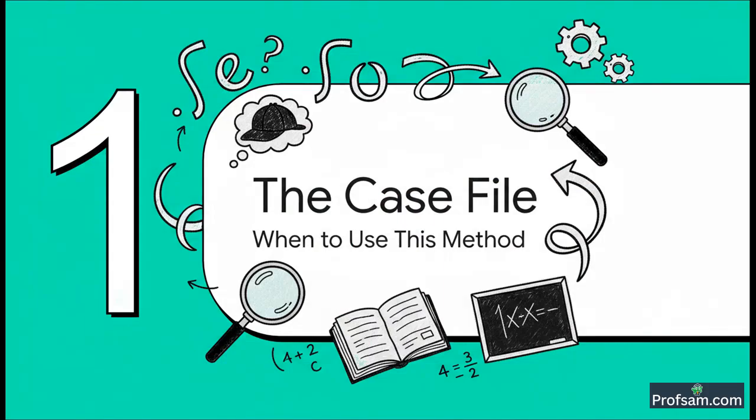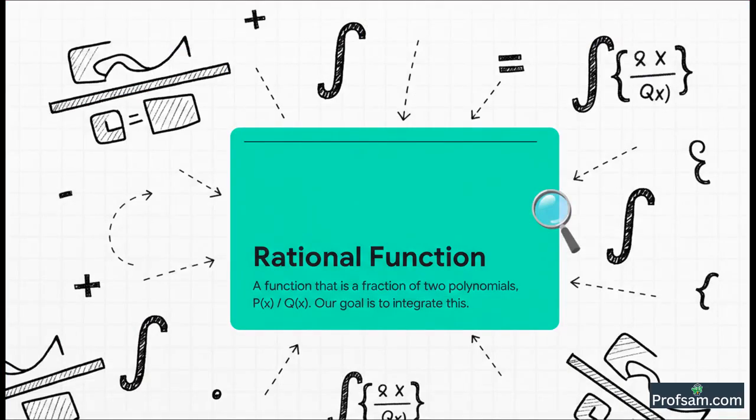First things first, we need to know when to even use this method. Think of it like a special tool in a detective's kit. You don't use it for every case, only for a very specific type of problem, integrating something called a rational function. So what is a rational function? It's just a fancy name for any fraction where you have a polynomial on top and a polynomial on the bottom. You know, something like x plus 1 divided by x squared minus 4. Our whole mission today is to figure out how to integrate functions that look just like this.